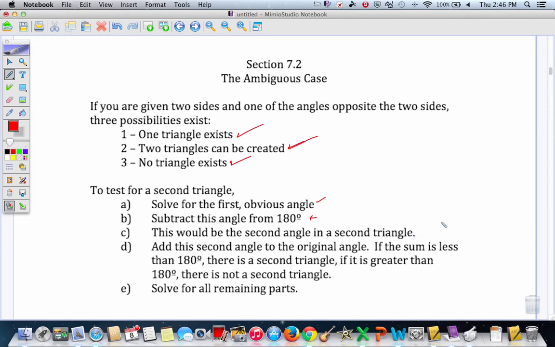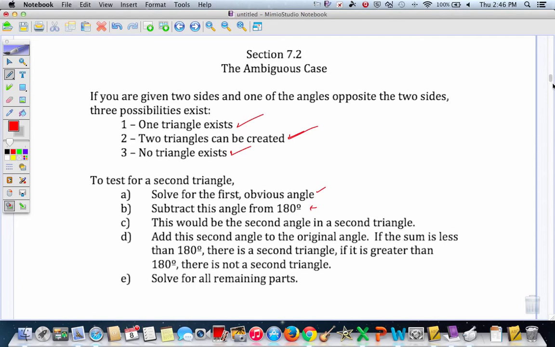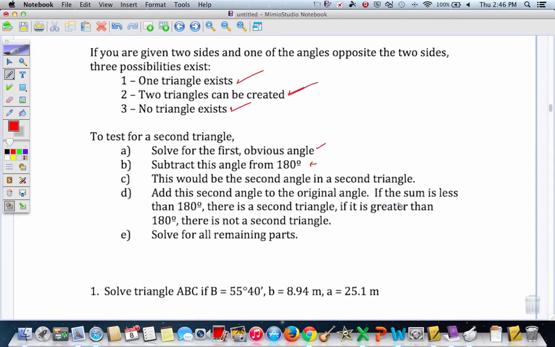This would be the second angle in our second triangle if we had one. And that is determined by the next step. We would add that second angle to the original angle. If this sum is less than 180 degrees, there is a second triangle. If that sum is more than 180 degrees, there's not a second triangle. And once we've determined whether we have one, two, or no triangles, we solve for whatever is left.